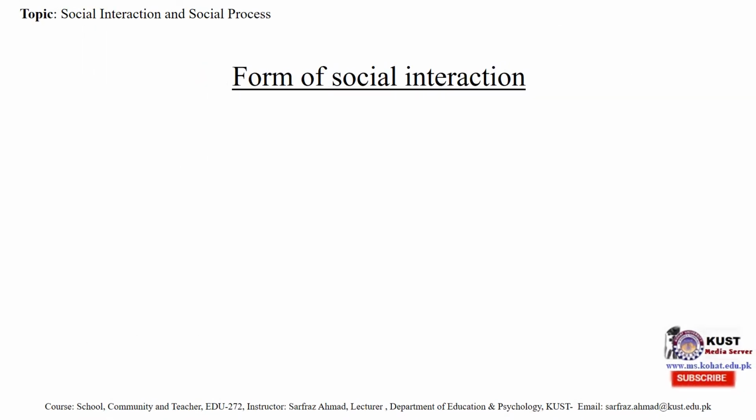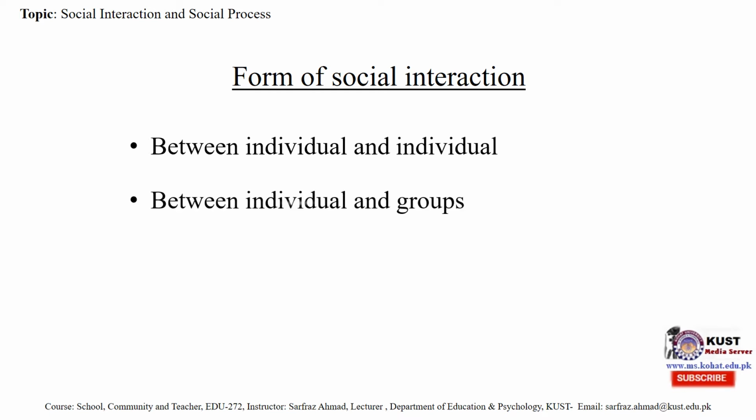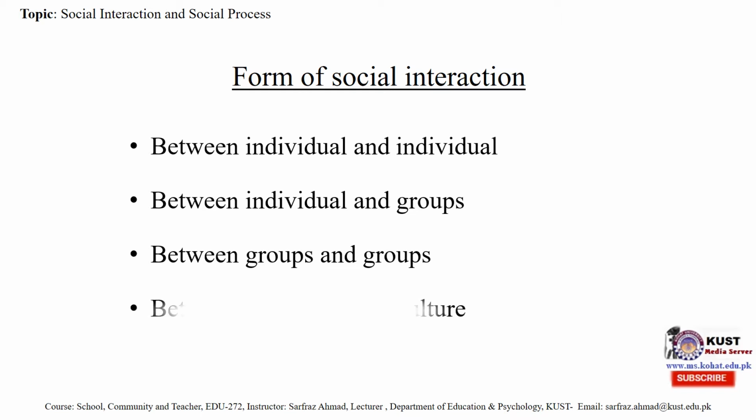Now, what are the forms of social interaction? There are different forms of social interaction. The first one is between individual and individual, the second is between individual and groups, the third is between groups and groups, and the fourth is between individual and culture. So these are the different forms of social interaction where people interact with one another. These are the basic forms of social interaction.